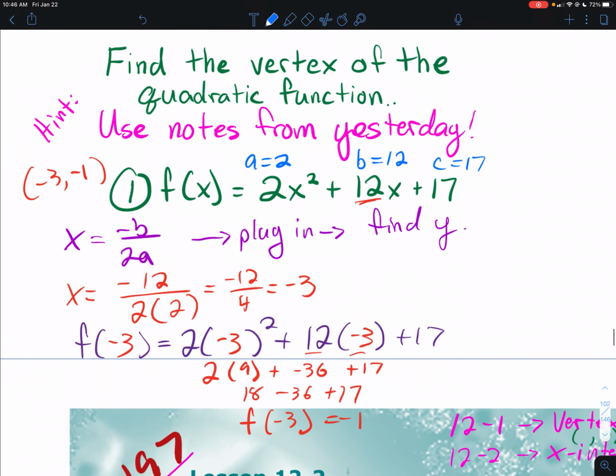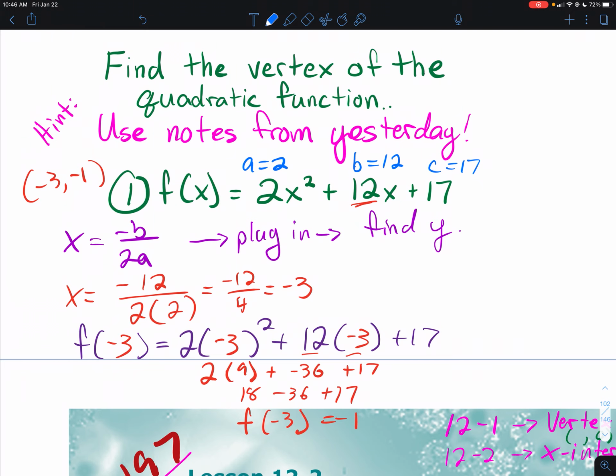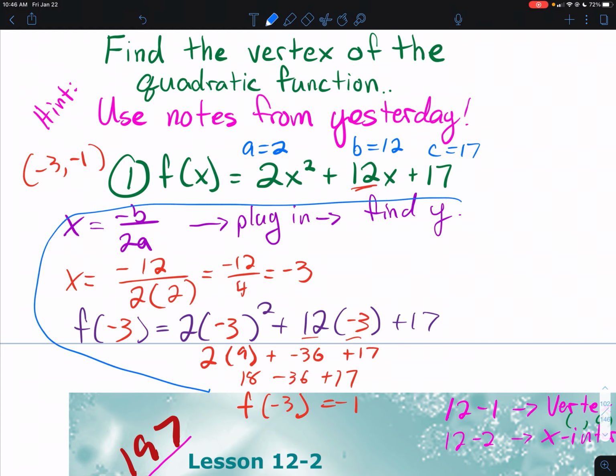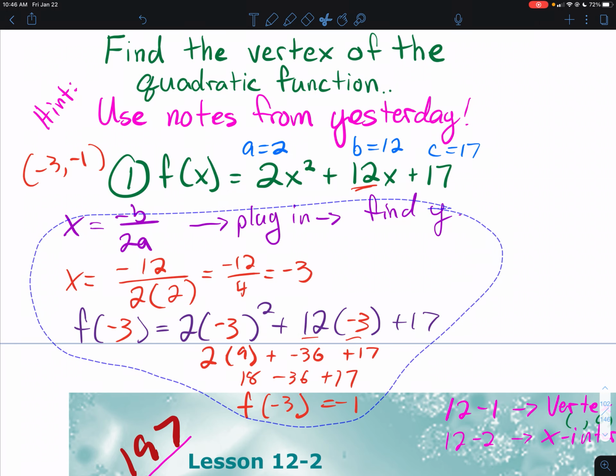Okay, the warm-up was to find the vertex of this quadratic function. And all this down here, the green is the problem. All this right here was me working it out.